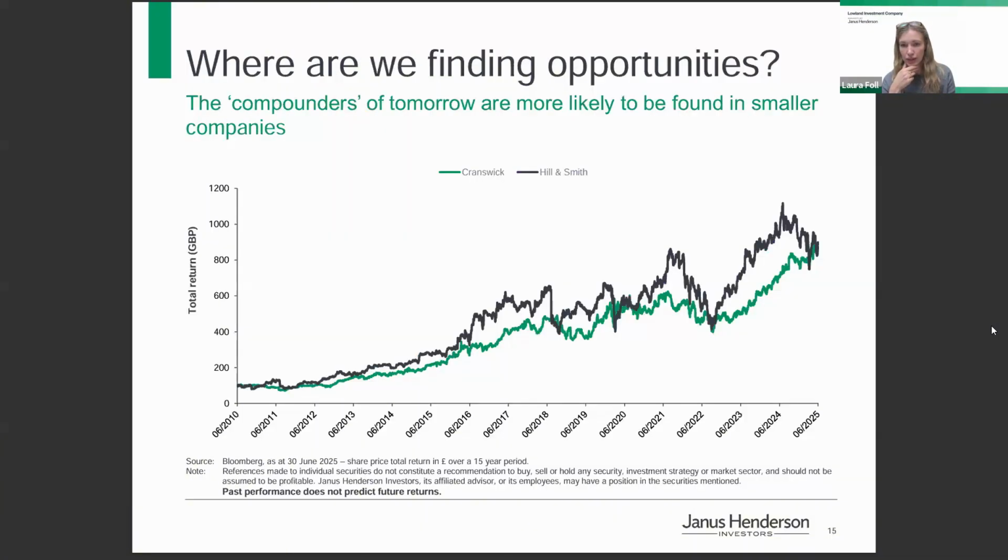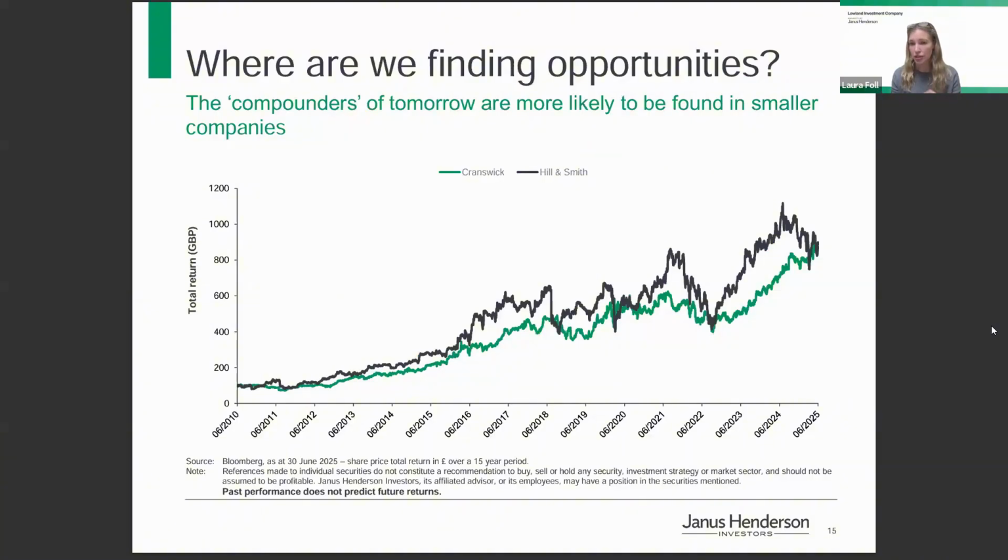If we then flick on, and this chart is really to address a question I often get about the UK, which is, does the UK have good companies? Does it have a Nvidia? I think the answer is no. Does it have good companies? Yes, but they look different to a Nvidia.